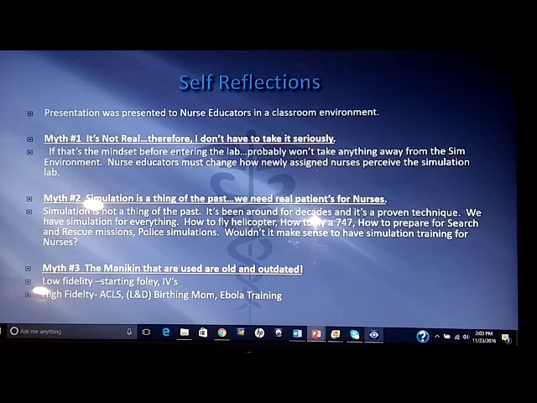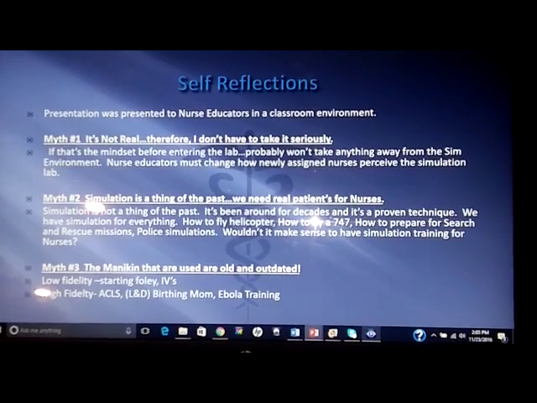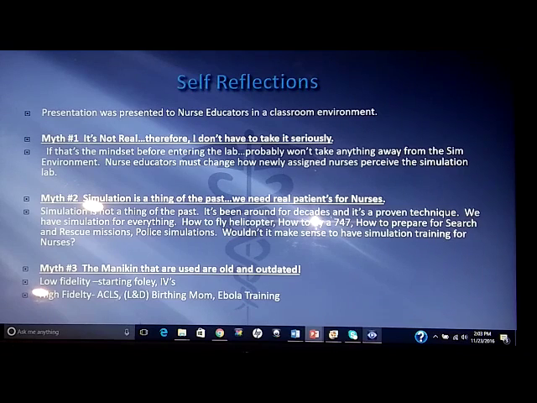And then, myth number three, the mannequins that are used are old and outdated. And that's simply not true. We have low fidelity mannequins and high fidelity. The low fidelity mannequins are used to start IVs, central lines, and Foley catheterization. The high fidelities include Megacode, ACLS, Birth and Mom, and we actually were involved in resident training with Ebola training.